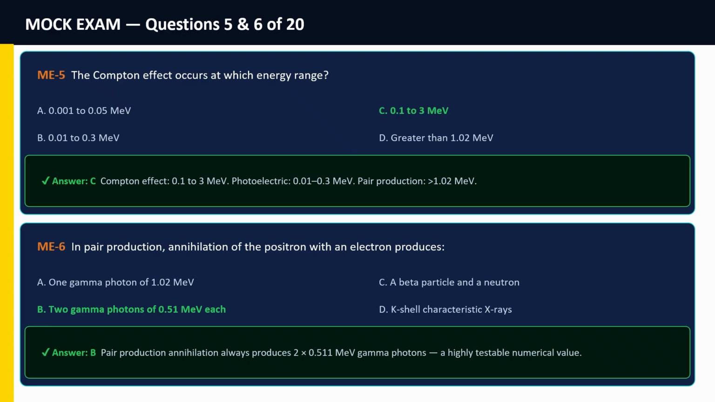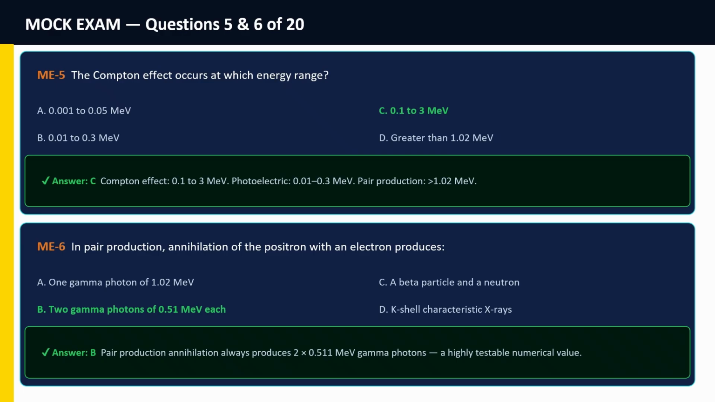These 2 questions focus on radiation interaction. Question 5 asks about the Compton effect. The presentation identifies the relevant energy range as approximately 0.1 to 3 MeV. More importantly, remember what actually happens. The photon interacts with an electron, transfers part of its energy, changes direction, and continues as a lower energy scattered photon. That scattered radiation can degrade radiographic image quality.